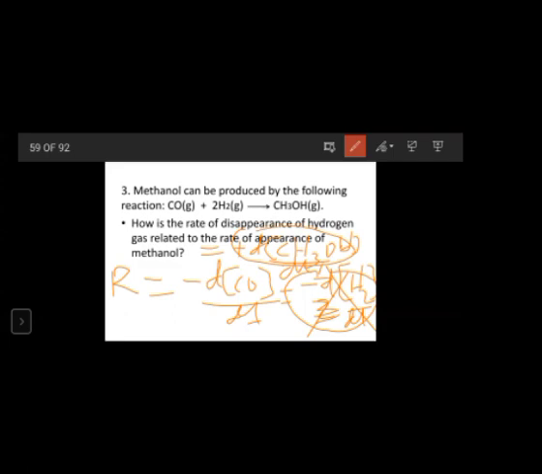What I need from you is this and this. How is the rate of disappearance of hydrogen related to the rate of appearance of methanol? It is this and this that I need. Remember, there must be a negative sign in front of the hydrogen. You divide it by 2. There must be a positive sign. If you like, you can remove the positive in front of methanol. It's assumed that it is positive.